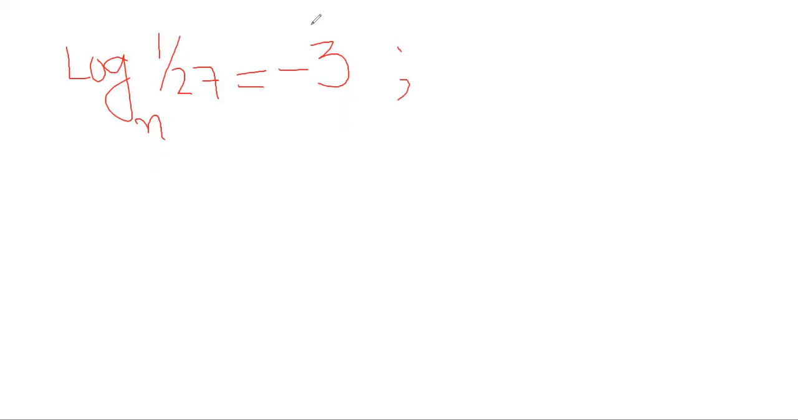So the question is, what is n? You will have to solve this one also. I don't know how to solve it with the log. No problem, no problem. I will solve this for you.